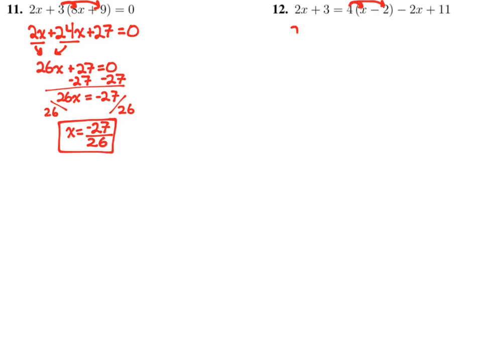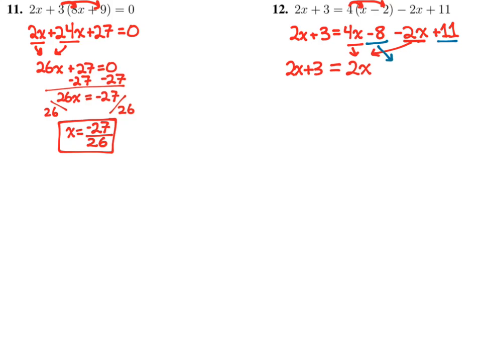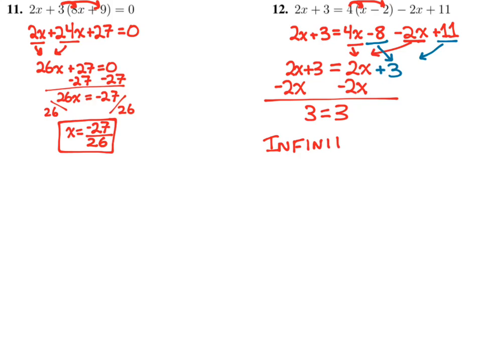Hey, number 12. Distributive properties. Got a whole bunch of things going on here. So you got to take that 4x minus 8. And then don't forget about your other stuff. Then go ahead and combine like terms. So you got 2x plus 3. And then you got 2x plus 3. Subtract the 2x. Subtract the 2x. Boom. 3 equals 3. Hey, they're the same thing. Infinite solutions.